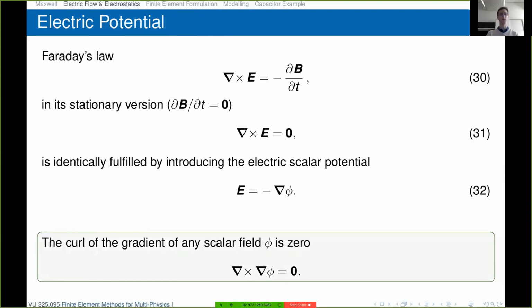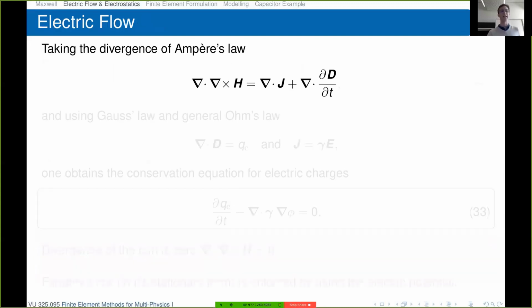So with this, we have satisfied the stationary version of Faraday's law. So what equations remain to satisfy? Let's look into the electric flow equation first.